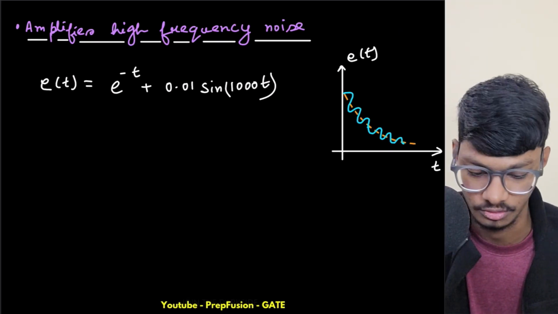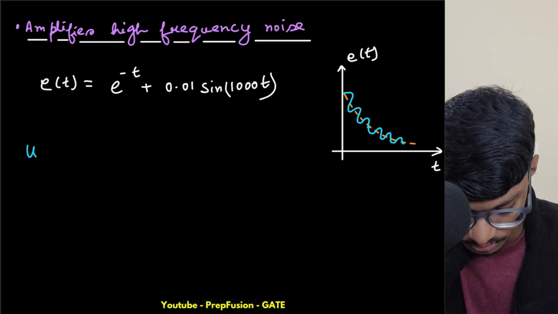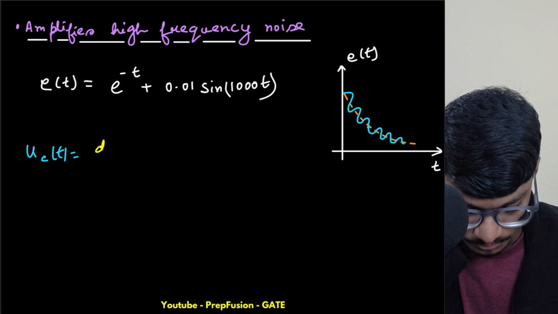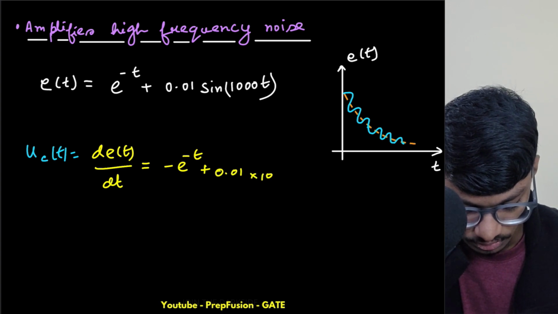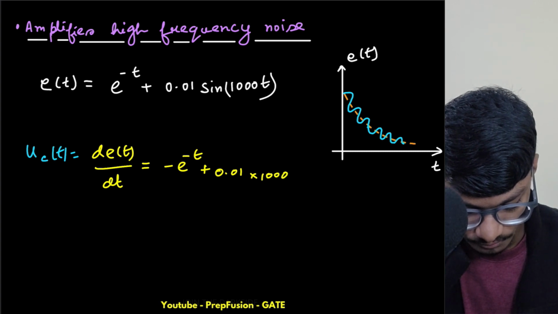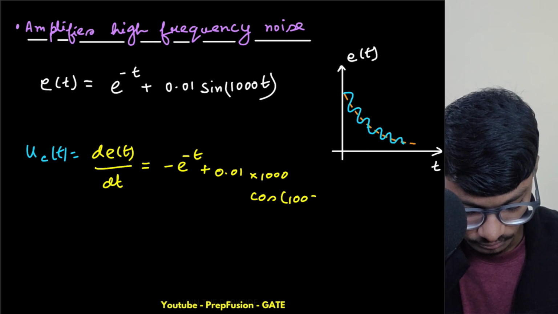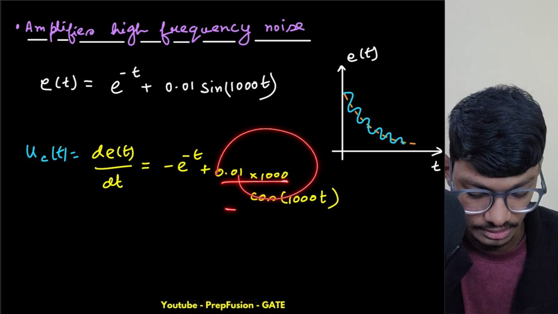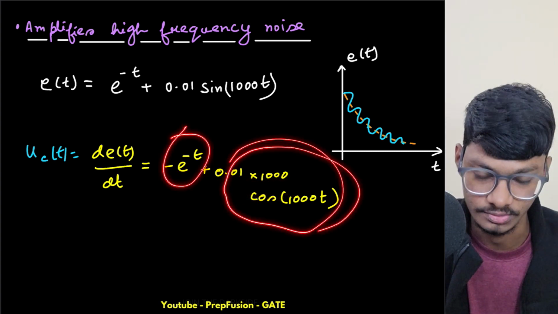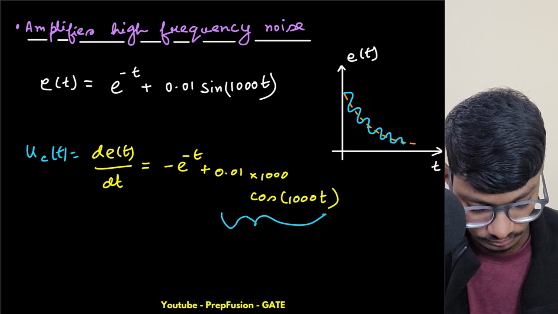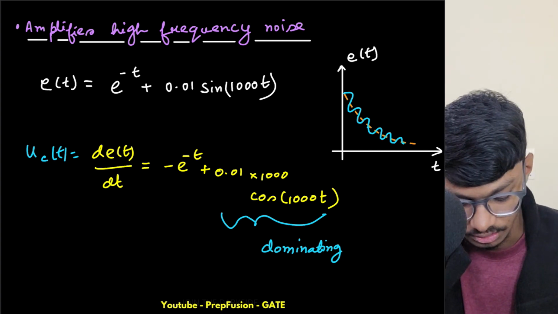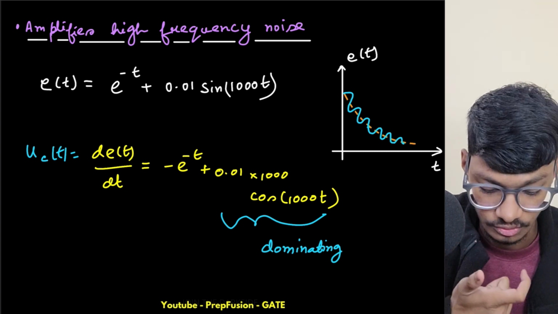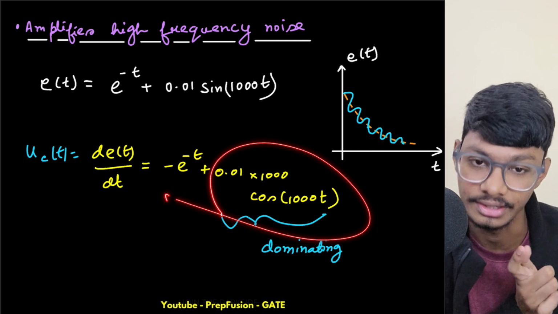Let's see what the output of the controller is. The output of the controller is simply u_c(t) equals de(t)/dt, which equals minus e raised to power minus t plus 0.01 into 1000 cos(1000t). What we observe is this becoming almost 10 cos, and this magnitude will always be less than 1 and that magnitude will always be greater than 1. So this term is dominating. That's why it is amplifying the high frequency noise. This was a very small magnitude high frequency noise, and it is amplifying it, so we obviously don't want that.